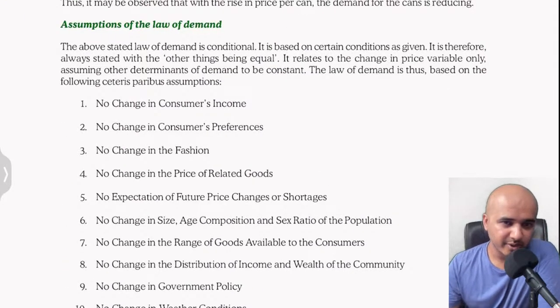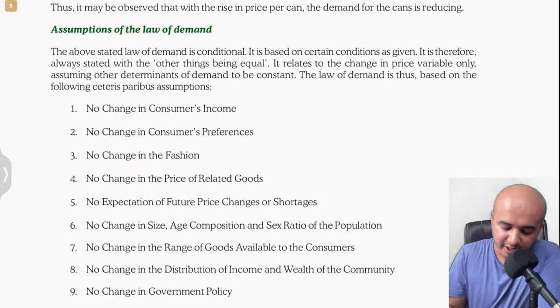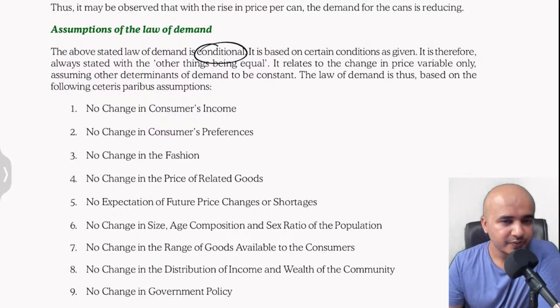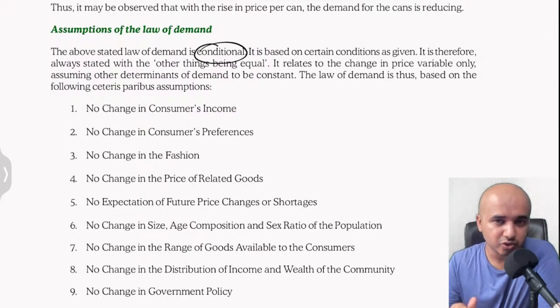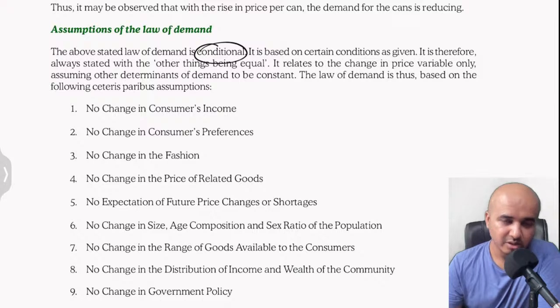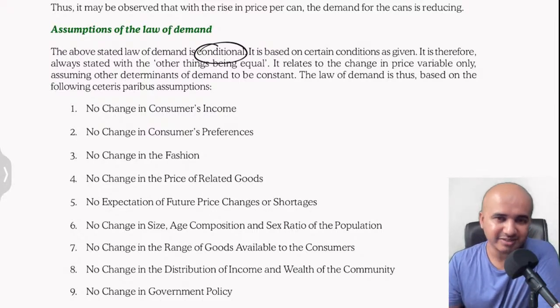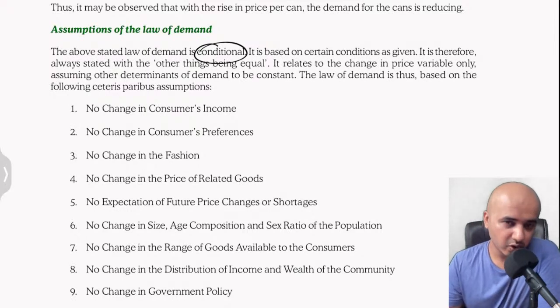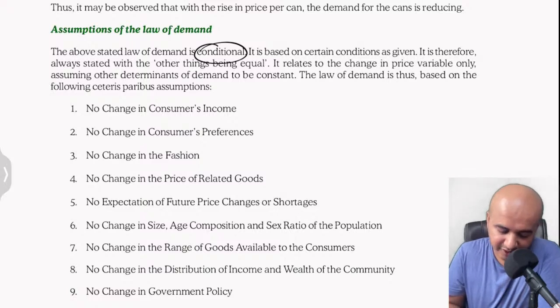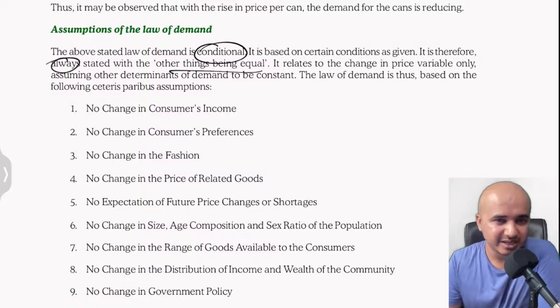The above stated law of demand is conditional. That means it is not universally applicable in all situations. There are certain conditions which we assume already exist. If those conditions are there, then you can say, of course, the law of demand is applicable. If those conditions or assumptions are not present, then we cannot say that the law of demand exists in such a situation. So that's why they say it is always stated with the other things being equal.